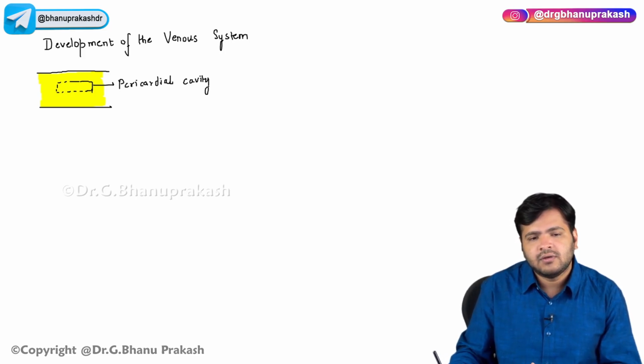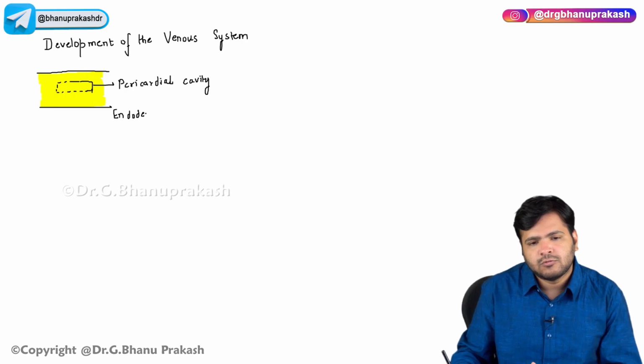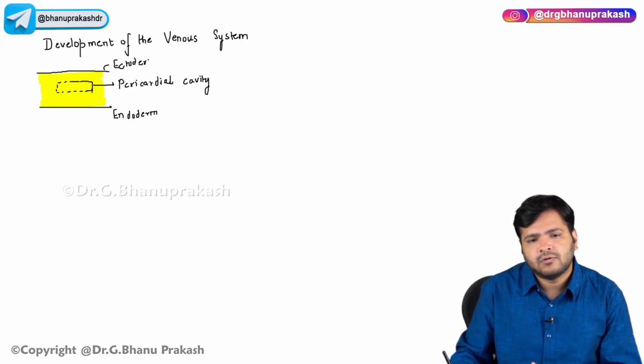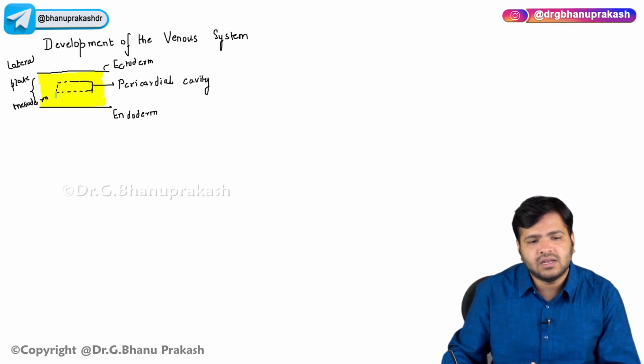Below this we have the splanchnopleure. Now suppose this is the endoderm and this is the ectoderm, and this is mesoderm. And which mesoderm over here? Right now we are talking about the lateral plate mesoderm. The lateral plate mesoderm towards the endoderm, which I am highlighting with this green color, is called the splanchnopleure.